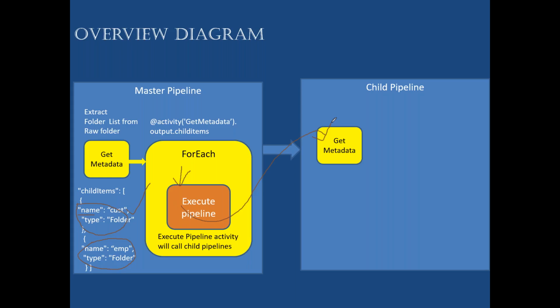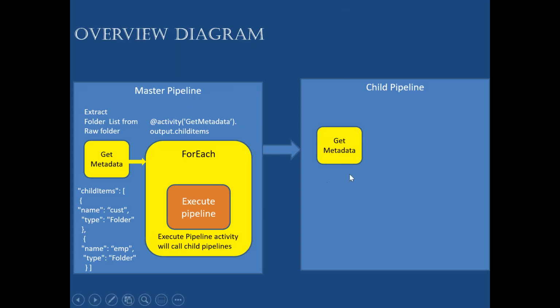First time, what are you passing? Cust. Once the entire execution you have designed here is completed for cust, for each is going to give the next folder, EMP. Item dot name is now EMP, and that EMP will be passed to the child pipeline. How to pass it, we are going to learn. But try to understand theoretically, then we do practicals. Once you understand the concepts, doing the lab is easy.